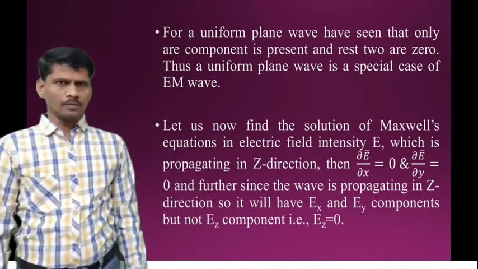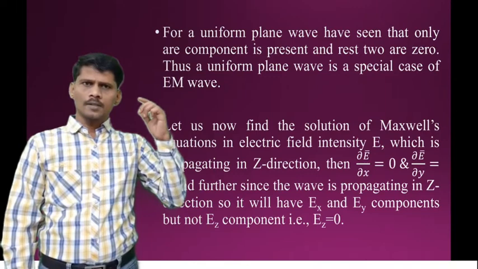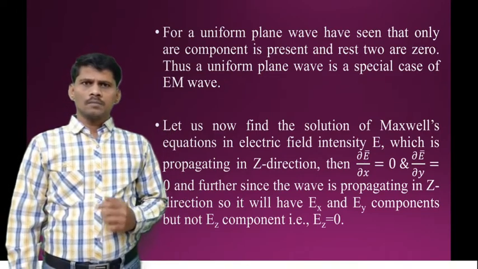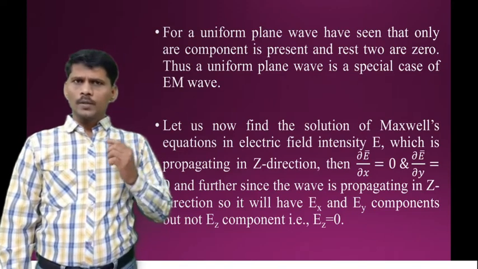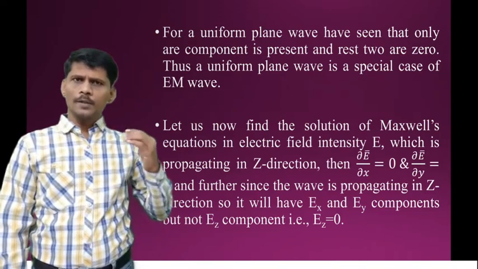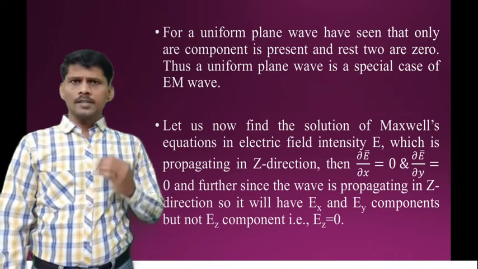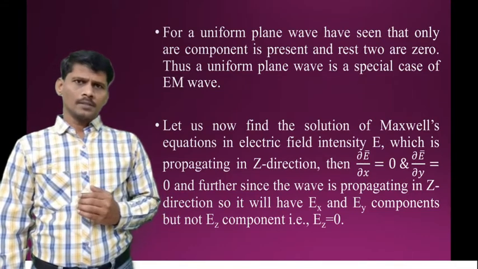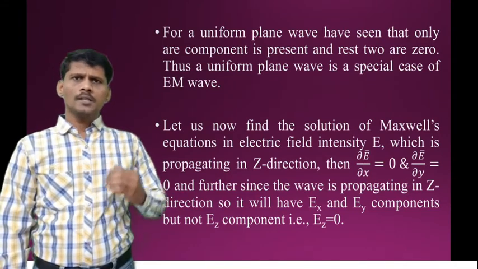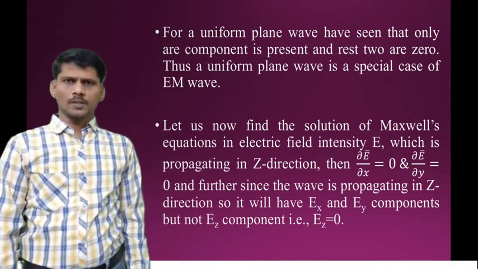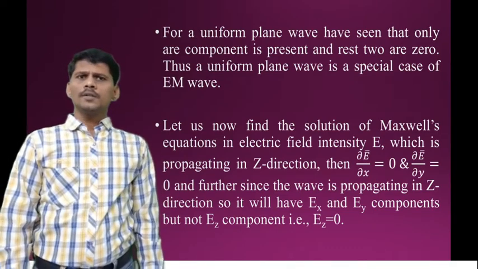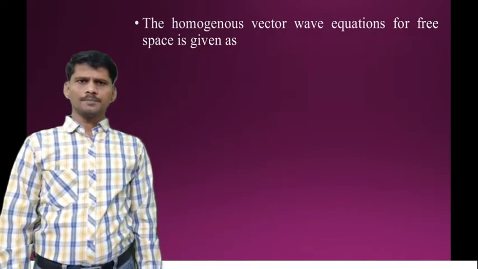For a uniform plane wave propagating along the direction of propagation, the conditions are dou by dou x is equal to 0, dou by dou y is equal to 0, and the electric field components and magnetic field components along the direction of the propagation are 0. That is the condition of uniform plane wave.